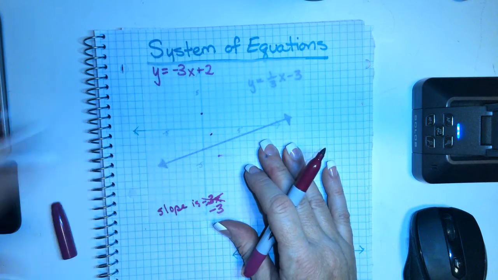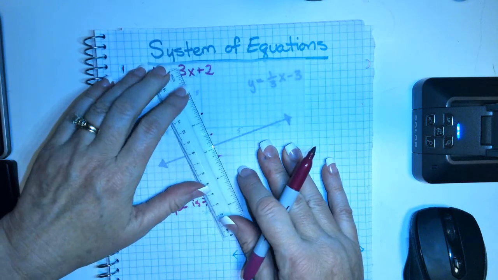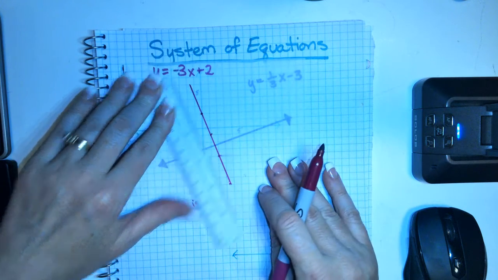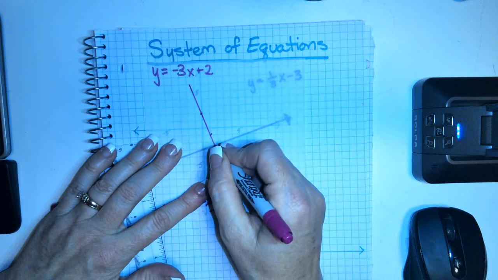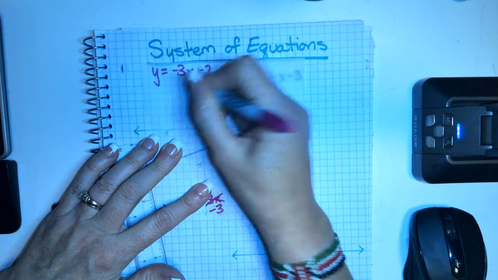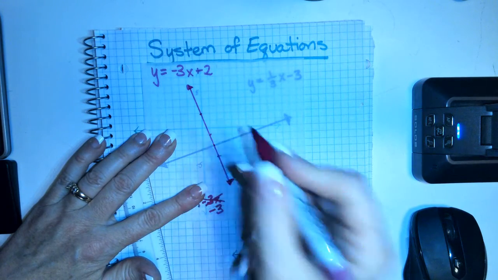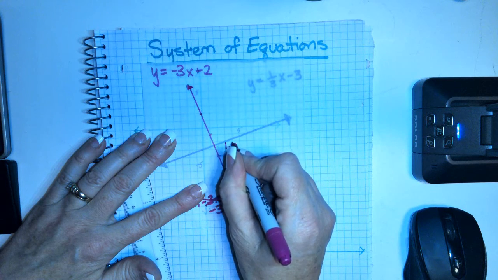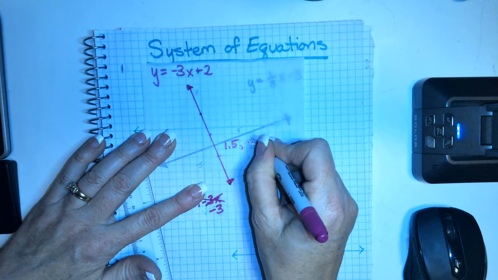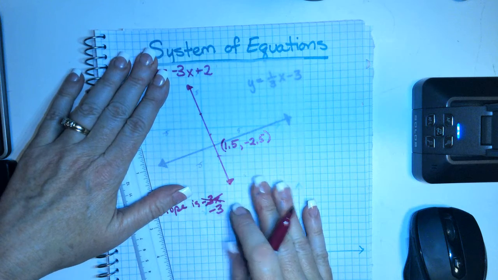And so now, when I plot this line, this looks a little tricky here. My point of intersection is right in the middle there. So that means my solution is x is 1.5 and y is -2.5. Now that's what that looks like to me.